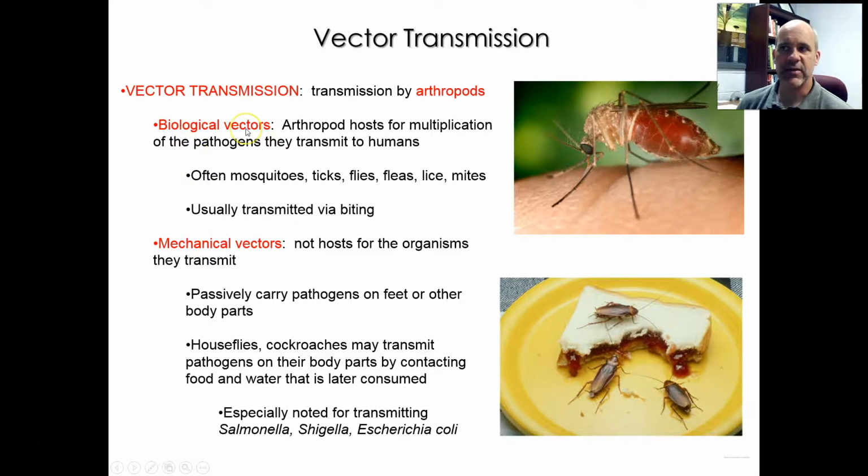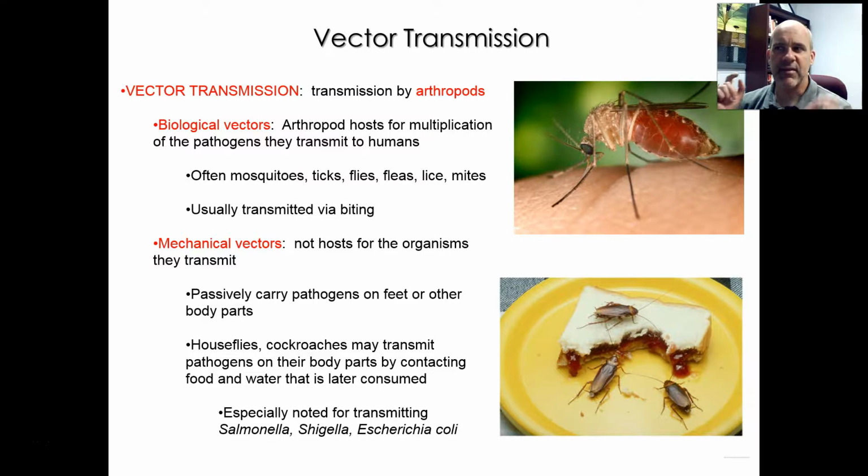A biological vector is an actual host for the pathogen. So the pathogen undergoes part of its life cycle, at least, inside the arthropod. And usually these are transmitted via biting. So this is like when a mosquito bites somebody who's infected with West Nile virus and sucks the West Nile virus up with their blood meal. The West Nile virus is actually multiplying, it's replicating inside the mosquito. The mosquito is a host for it.